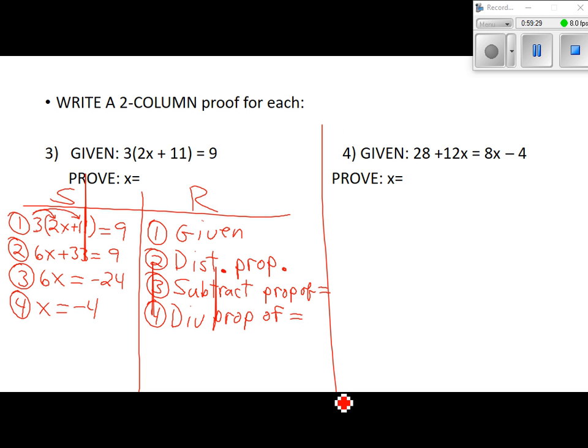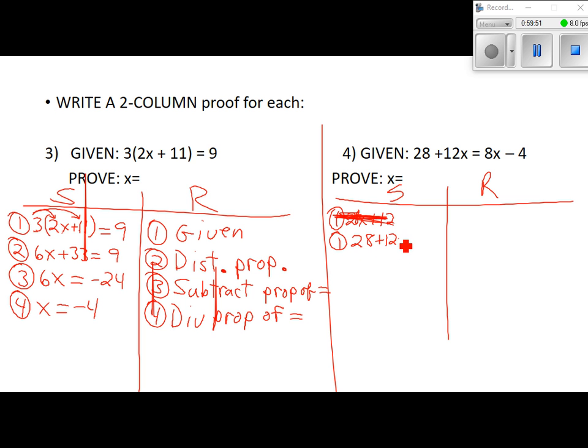Let's run through these last 3 real quick. Statements, reasons. What's our first statement gonna be? I don't know. Leave it where it's given. 28 plus 12x equals 8x minus 4. How do we know that? Because they told us.